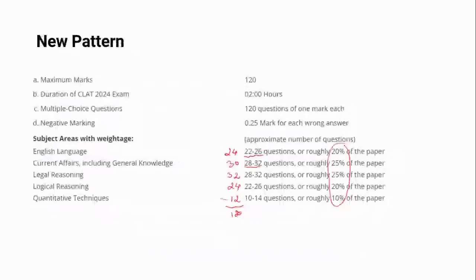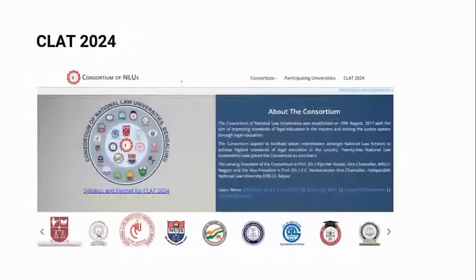The first thing is you have to go to the consortiumofnlus.ac.in website. So you know the official website. It is consortiumofnlus.ac.in. यहाँ पे आप जाओगे and you'll click on the right top corner on the tab CLAT 2024.